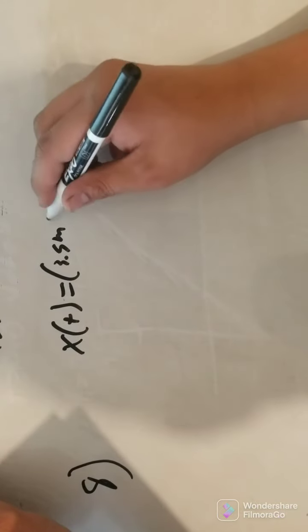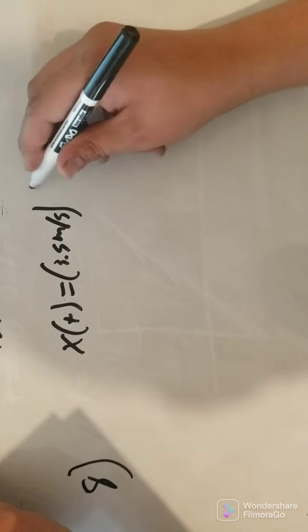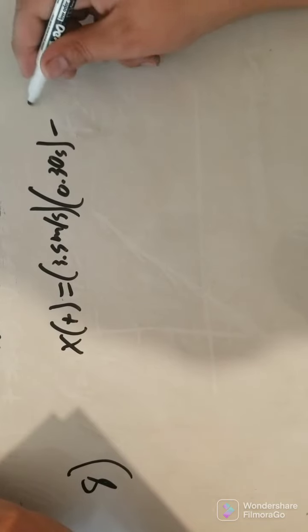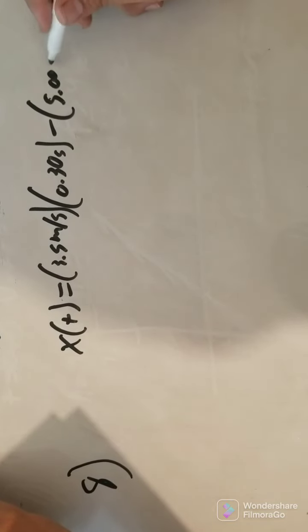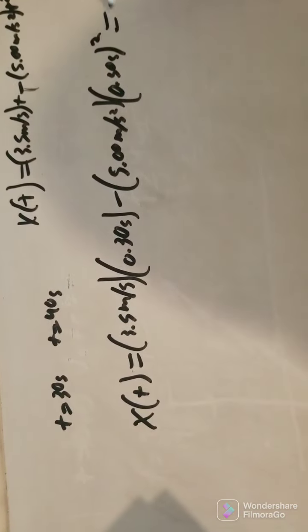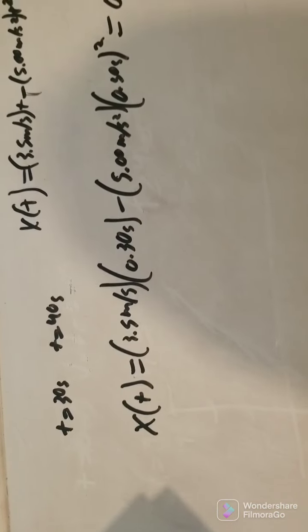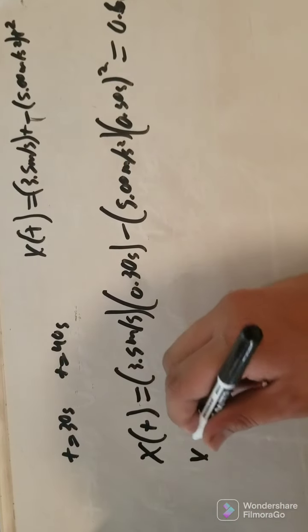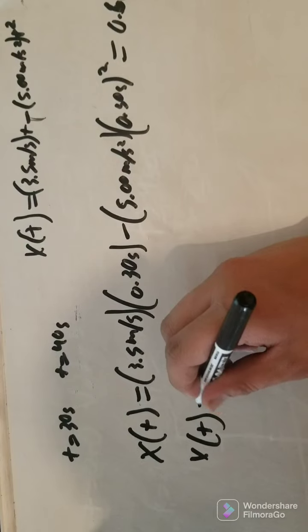So what I got was x of t is equal to 3.5 meters a second times 0.30 seconds minus 5.00 meters a second squared times 0.30 seconds squared, as you can see there. Which of course is equal to 0.6 meters.